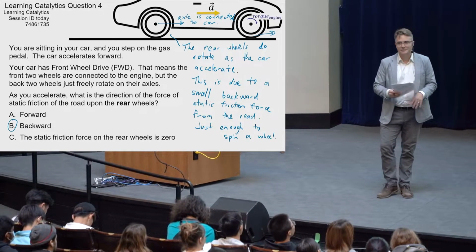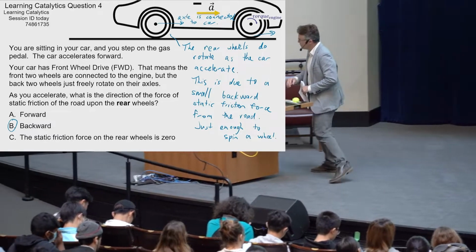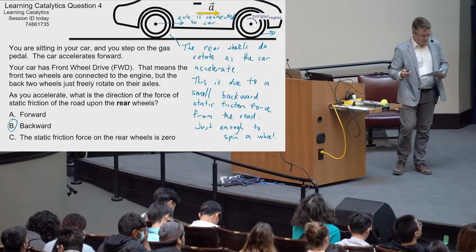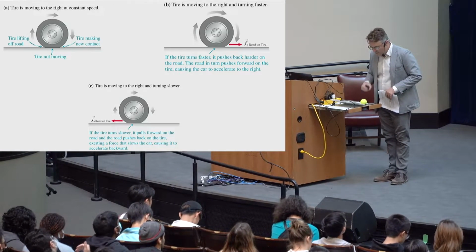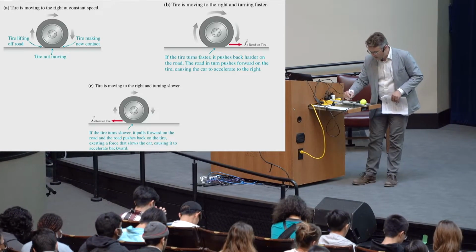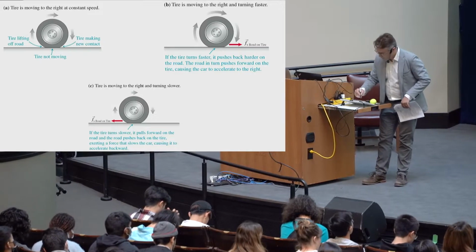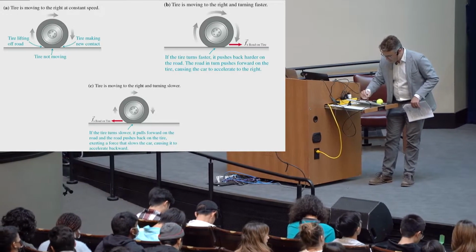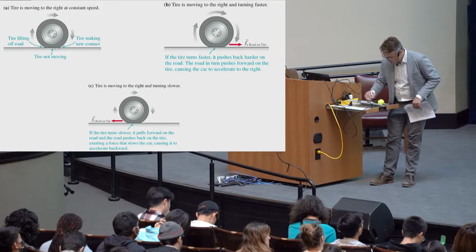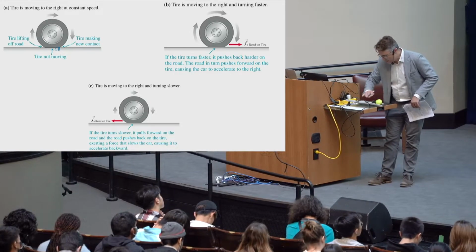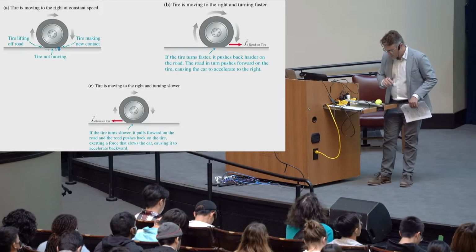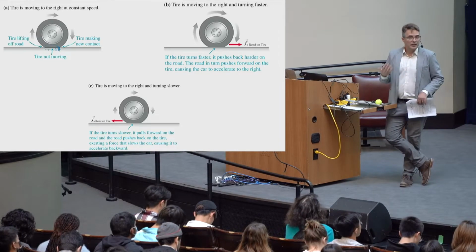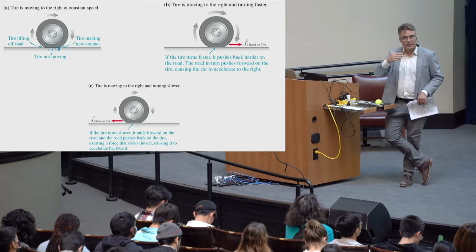Anyway, since we're on rolling without slipping, let's do one more slide about this. This is coming from your textbook. As a wheel rotates, this part goes down and makes a new contact. Then as the wheel rolls over, the tire is not moving in this little area here. It's not sliding. Kinetic friction always involves sliding of two surfaces.